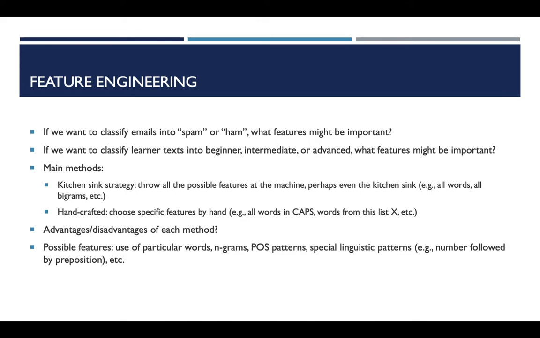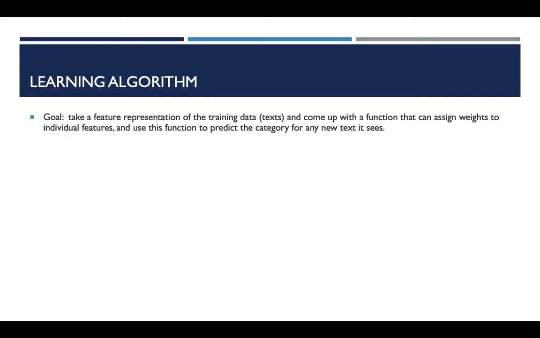So again, we can look at particular words, n-grams, POS patterns, part-of-speech patterns, or special linguistic structures like a number followed by a preposition, right? Things like this. So moving on. Our learning algorithm. I said that there was the feature engineering and then secondly the learning algorithm to do your machine learning.